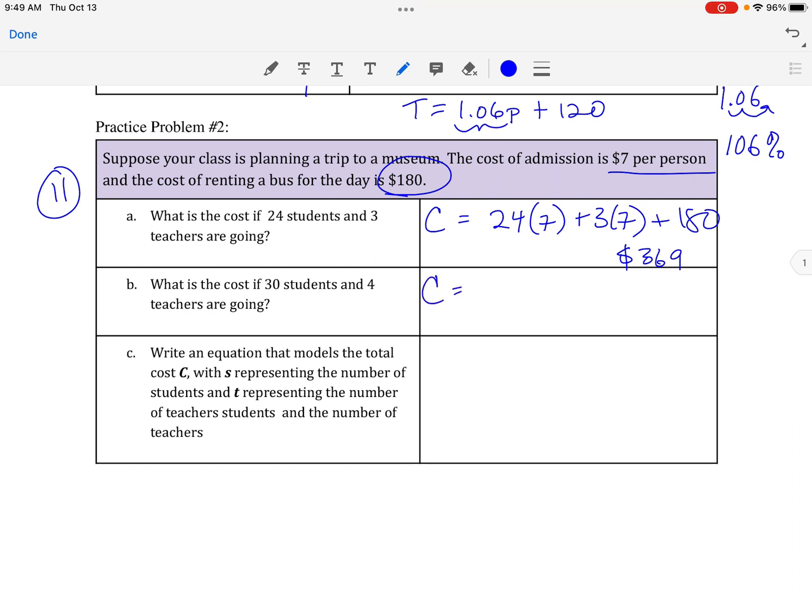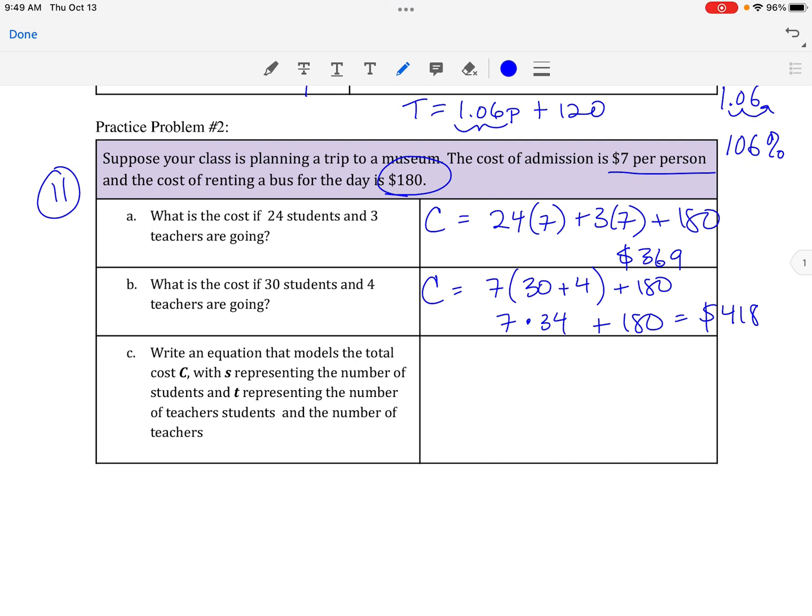Now we have a different number of students and teachers. We might say, well, everyone's paying $7, so I'm going to multiply $7. First, I'm going to add up the number of students and teachers, and then multiply it by 7. So that'd be 7 times 34 plus 180. If you work that out, it's 418.